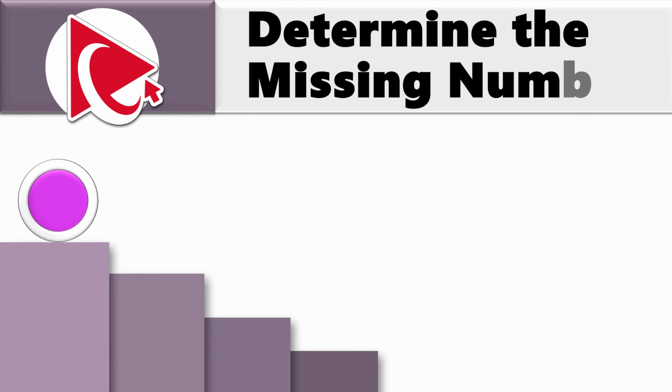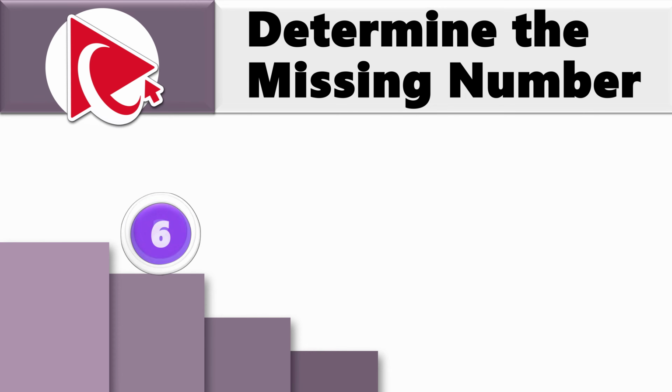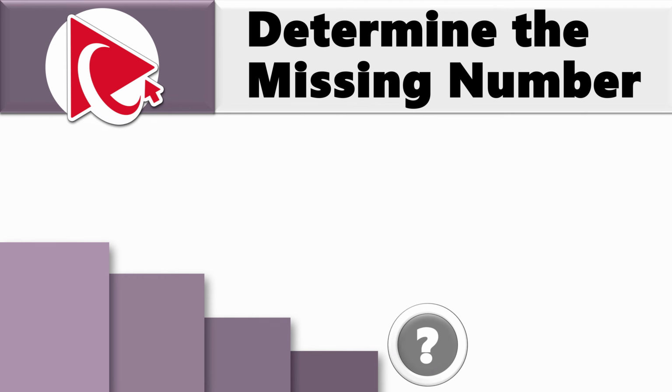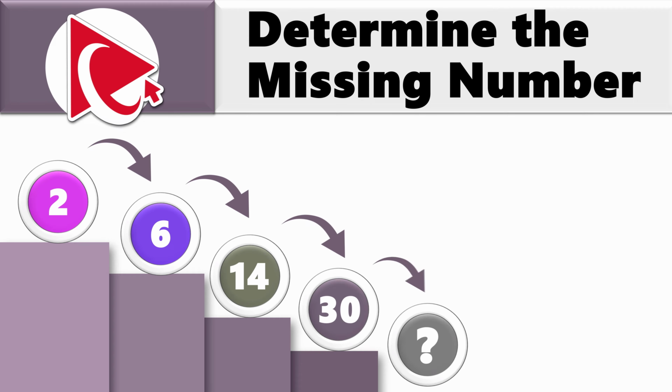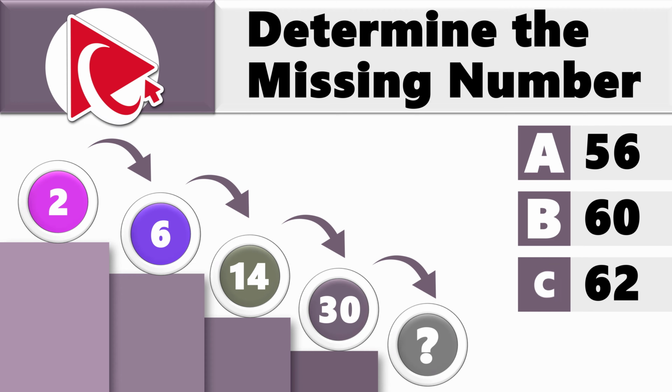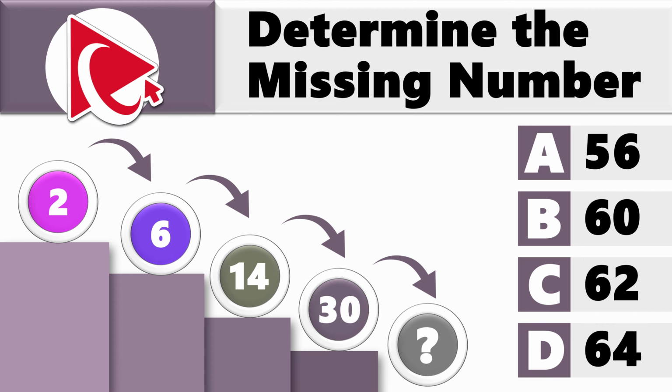You are presented with a ball which falls down the stairs, and with each fall, it changes the number. The numbers starting from the top are 2, 6, 14, 30, and then comes the missing number, which you need to determine and select out of 4 possible choices. Choice A, 56, choice B, 60, choice C, 62, and last but not least, choice D, 64.